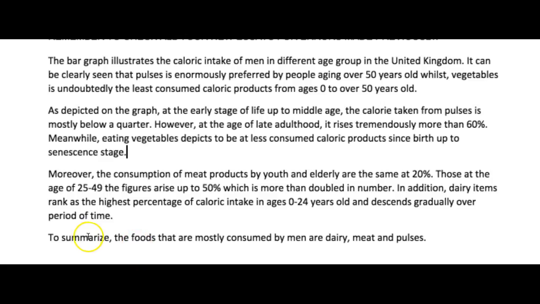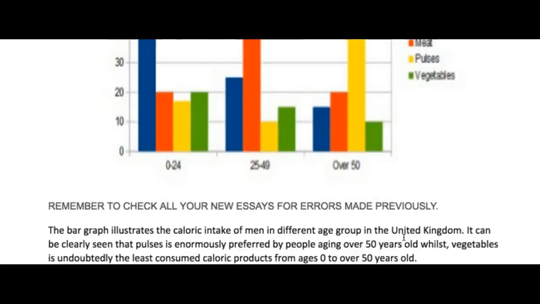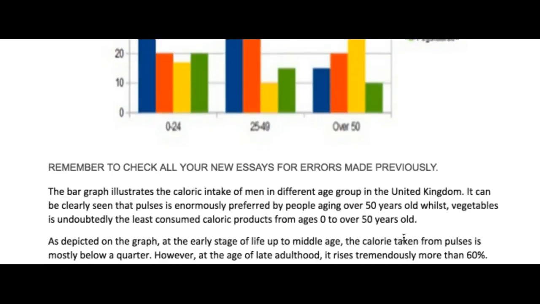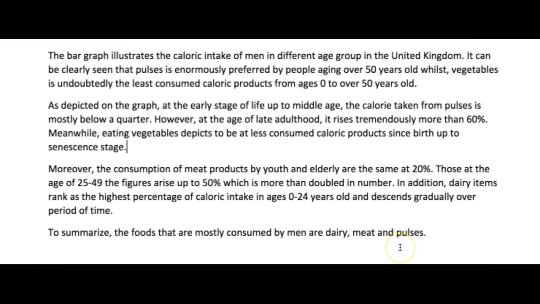To summarize, the foods that are mostly consumed by men are dairy, meat, and pulses. That doesn't say much, okay? What we'd have to say is, to summarize, each age group has a clear preference. The youngest prefer dairy, the middle age prefer meat, and the eldest prefer pulses. Okay? But really, just have a look at the module because we finished with overall and we have a much lighter first sentence, which doesn't tell any story.